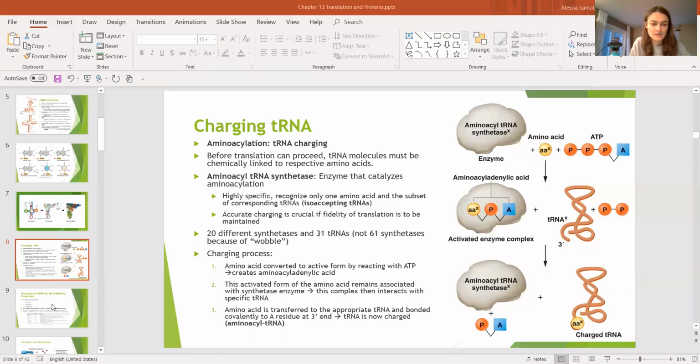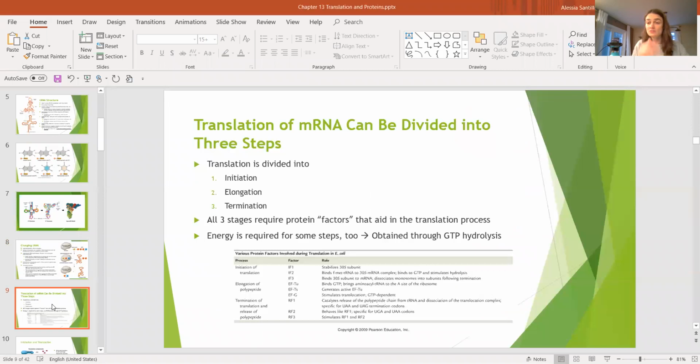Okay, so now let's actually talk about the steps that we need to take in order for translation to occur. It can be divided into 3 steps, quite easy. You have initiation, elongation, and termination. Kind of like in transcription, you always have initiation, elongation, and then termination.